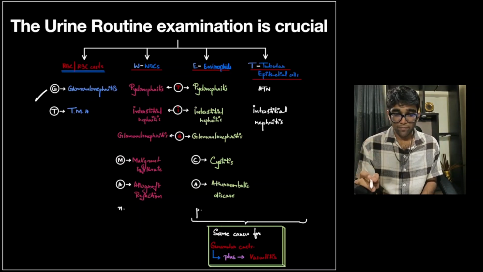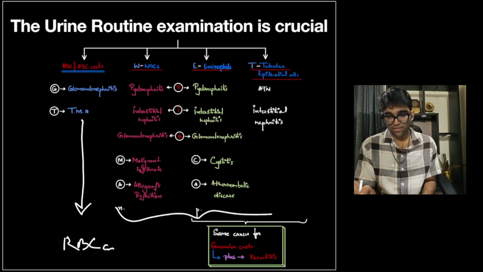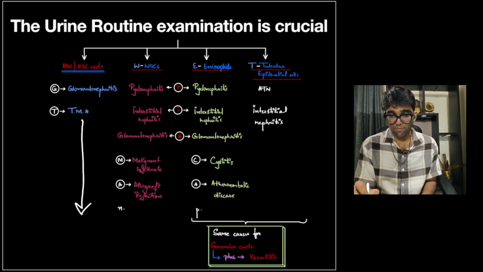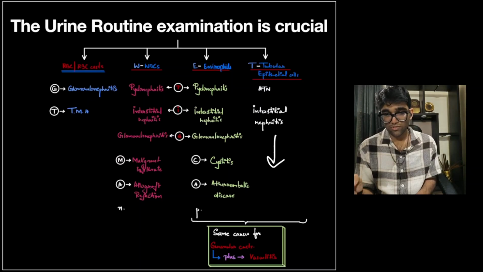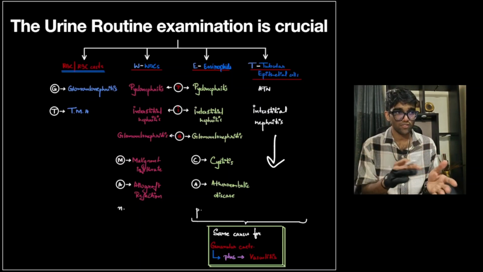Now, importantly, these entities, when they are severe, produce RBC casts. These entities, when they're severe, cause granular casts. And if epithelial desquamation is very severe, you can get epithelial casts. So those casts are just more severe variations of this general thing.